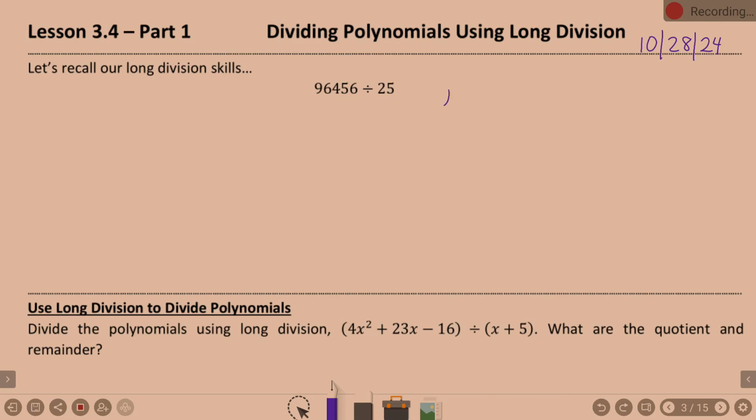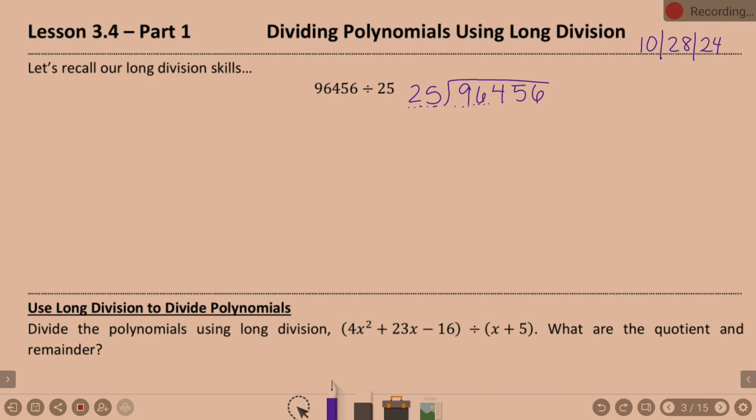What goes in the box? 96,456. And that means 25 goes outside the box, yes? Yes. Okay, guys. What do you remember? We're dividing by 25. So what are we going to put 25 into? 96. Okay, so 25 is a 2-digit number. So we're dividing it into a 2-digit number. How many 25s in 96?